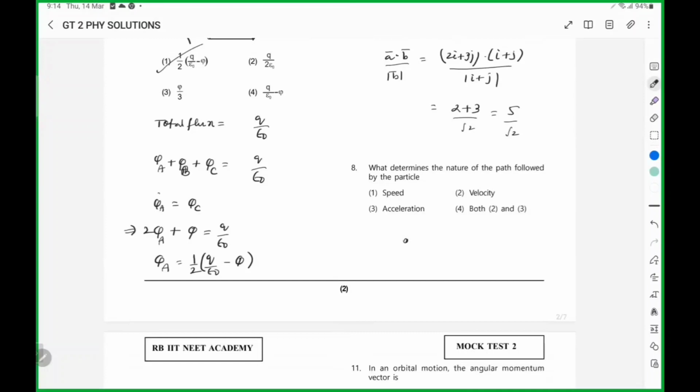What determines the nature of path? So here, when a particle is moving with some velocity, its path is determined by the force, whether it is moving in a straight line or it is moving in a circular path, some trajectory. So path determined by a force, that is acceleration, and as well as velocity.